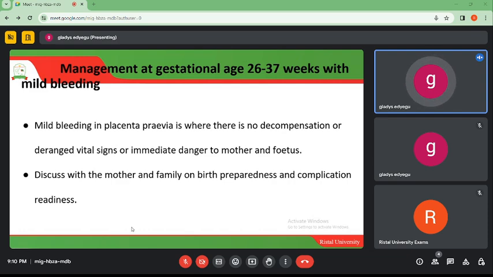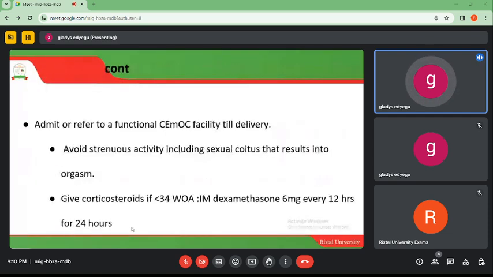And then you discuss with the mother and family on birth preparedness and complication readiness, just as in the other management when there is no bleeding. So you have to admit or refer to a functional CEmOC facility till delivery. So you have to admit this mother in case you realize that there is mild bleeding. And then also, if you cannot handle her in the facility where you are, then you refer this mother to the CEmOC facility and she stays there until she delivers, depending on the gestational age.